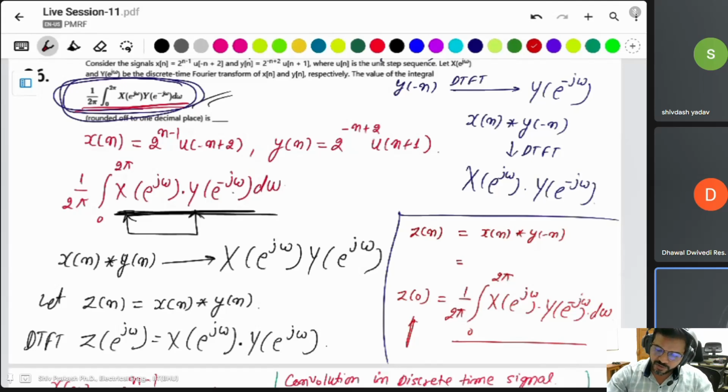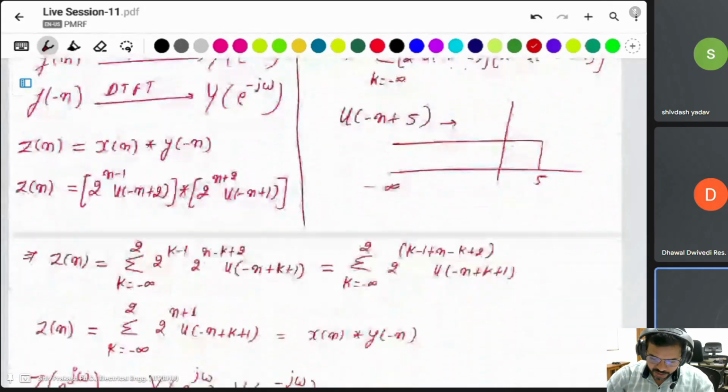This is the process. Then by using convolution, we will get the z[n]. Then we use this one thing: put the value of 0 in place of n, and we will get the answer. Okay, like that.